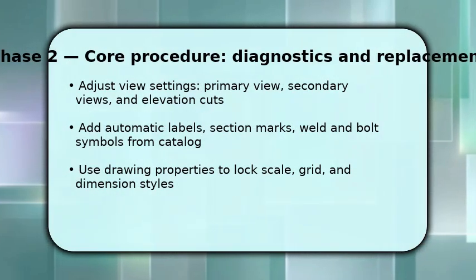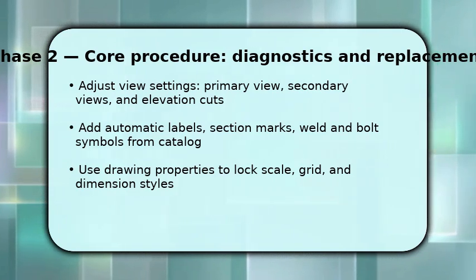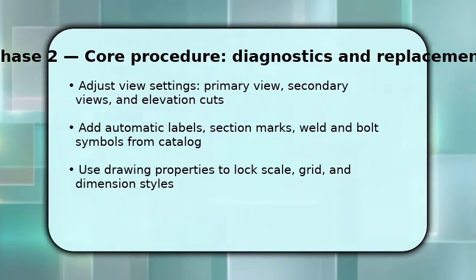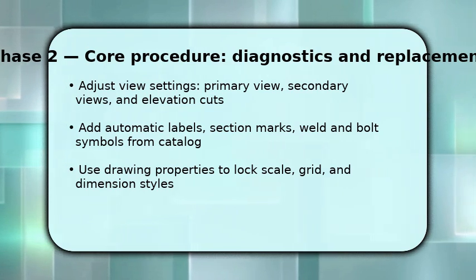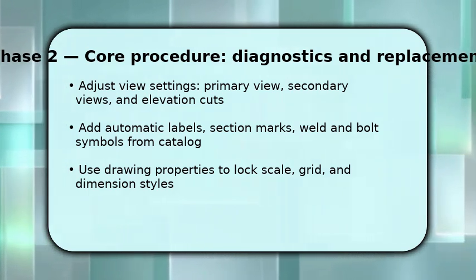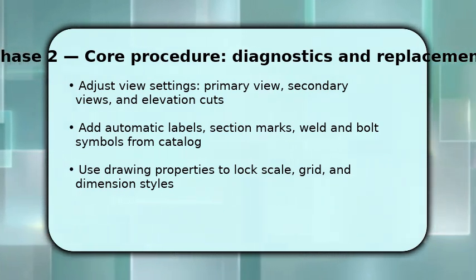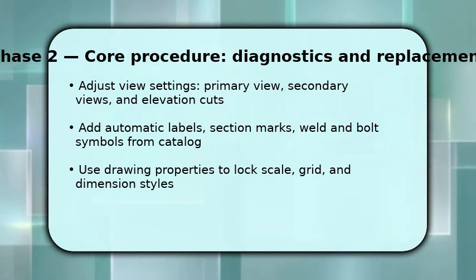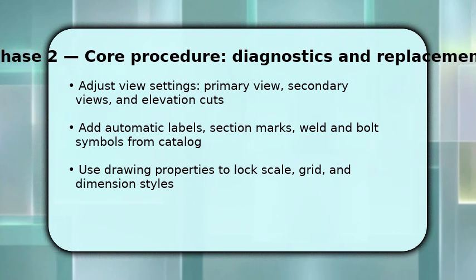Once the GA is created, you refine the views. Position the primary plan, add elevations or sections, and set cut depth so elements don't clip unexpectedly. Then, apply annotations. Use Tekla's automatic labels, section marks, welds, and bolt symbols, because they remain linked to model objects and update automatically.